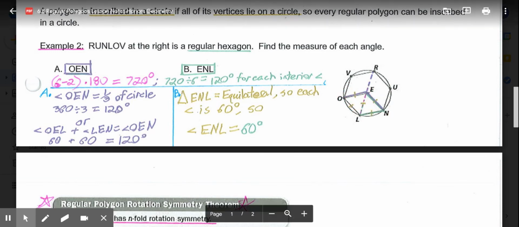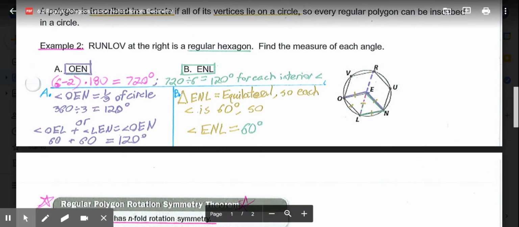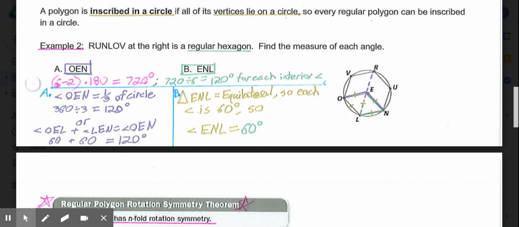Then for part B, angle ENL. So ENL, this angle right here, and we know triangle ENL is equilateral because E to N would be the same distance as E to L, and then L to N is that same exact measure because all sides around my hexagon are the same length. So in that case, that's an equilateral triangle. So each measure is 60 degrees, meaning angle ENL is 60 degrees.